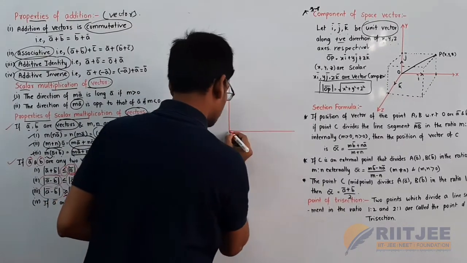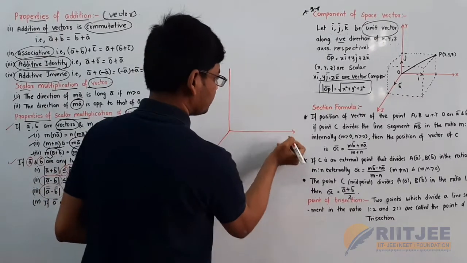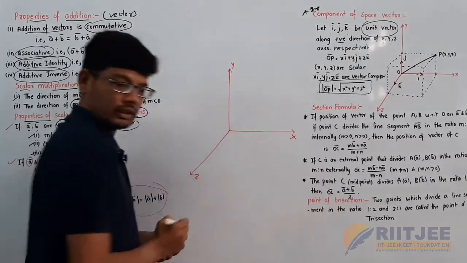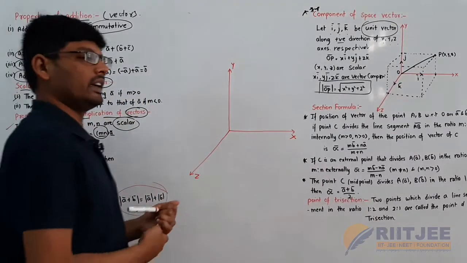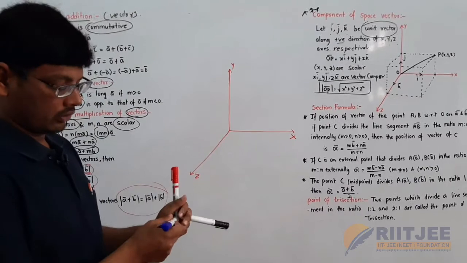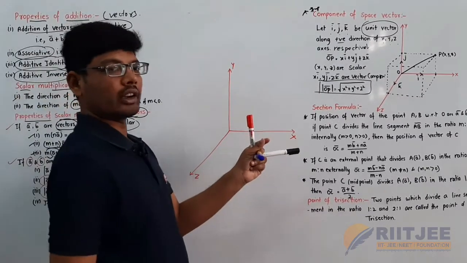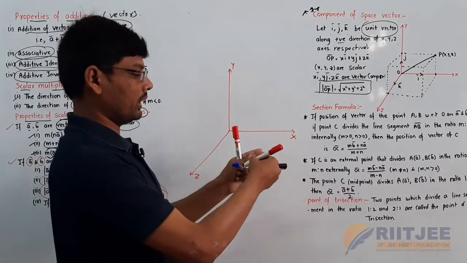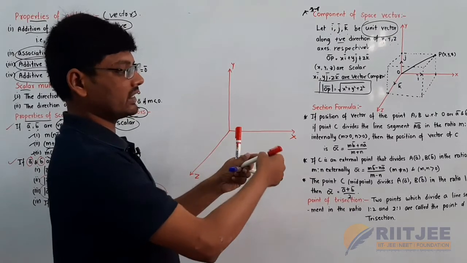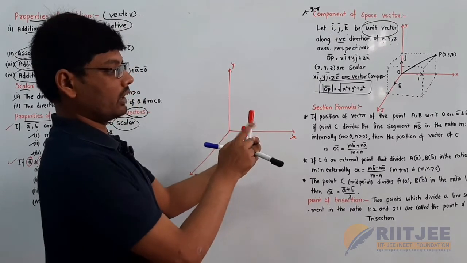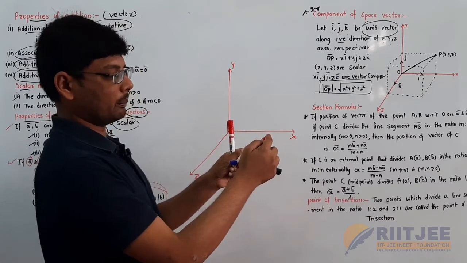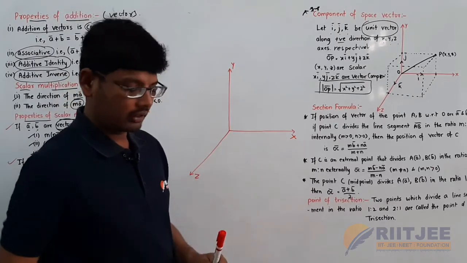This is the 3D coordinate system with x, y, z axes. In this 3D coordinate system, I am taking a vector OP. This is a directed line in some direction in the 3D coordinate system. It is attached at the origin O, and the end point is P. So like this we have one vector here.